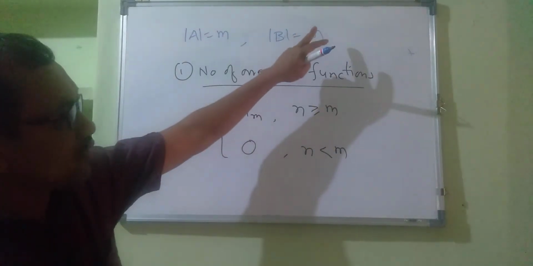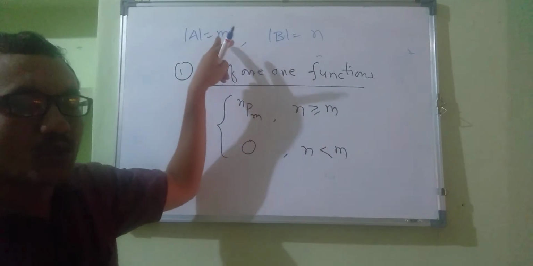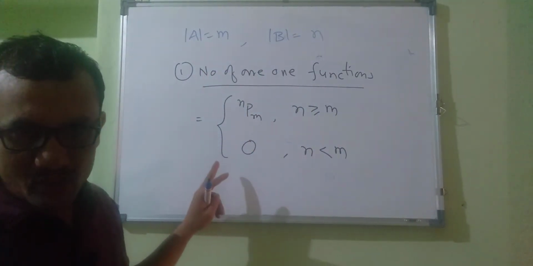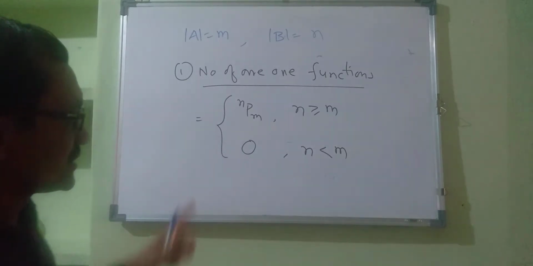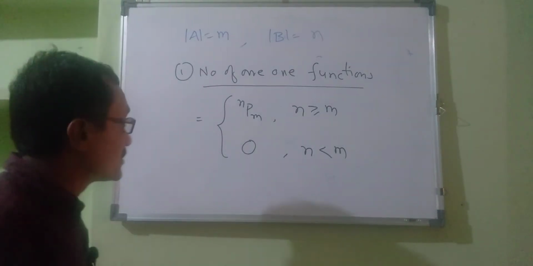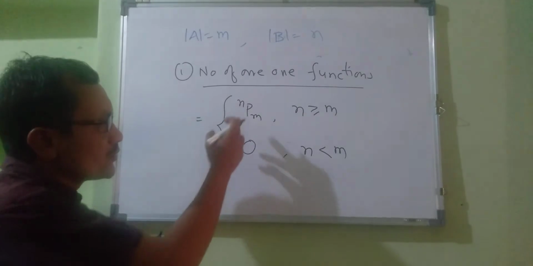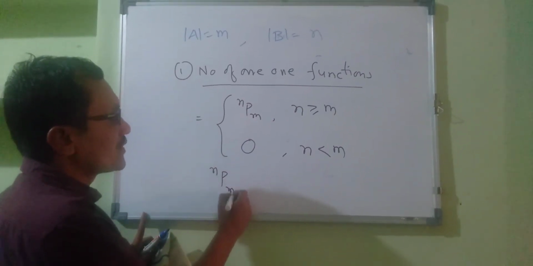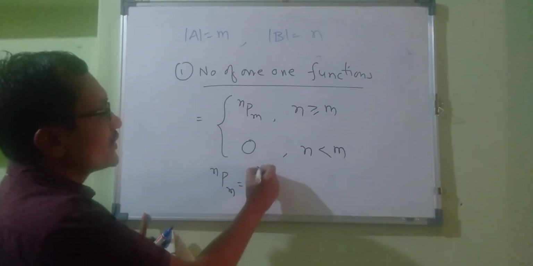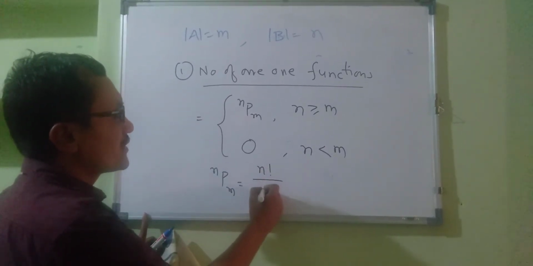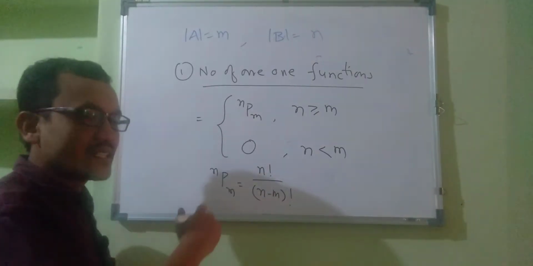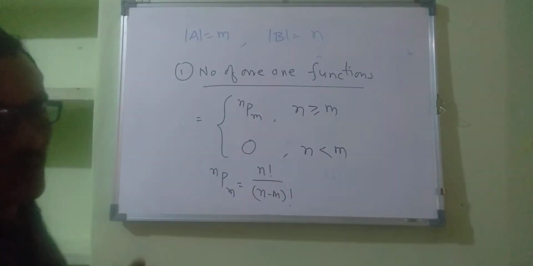Otherwise, if the number of elements in the codomain is less than the number of elements in the domain, then obviously there are no one-one functions. So this is very important, students. Just recall this formula, nPm. What is the formula for nPm? Here nPm is nothing but n factorial divided by (n minus m) factorial. Using this, we find the number of one-one functions.